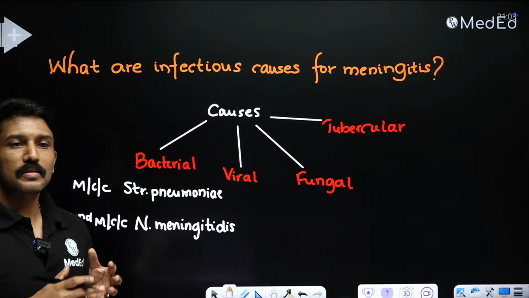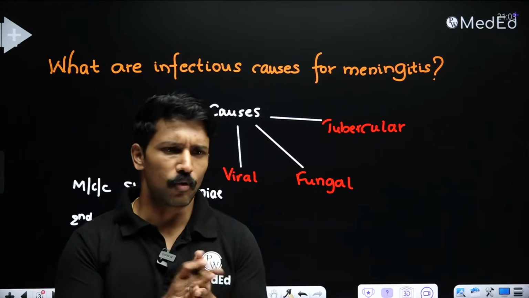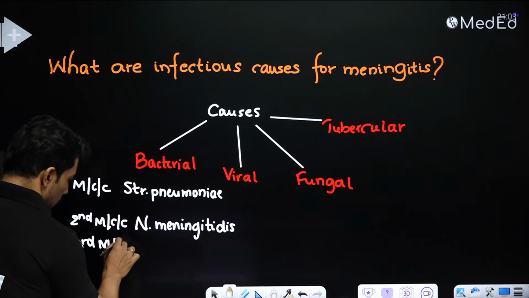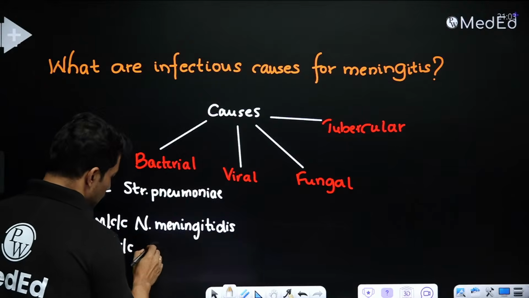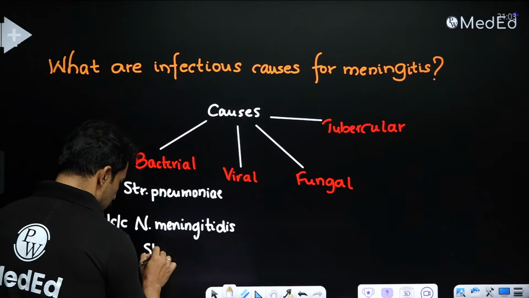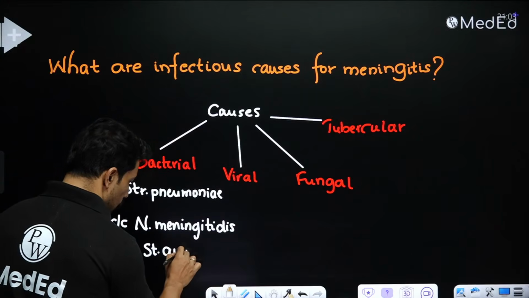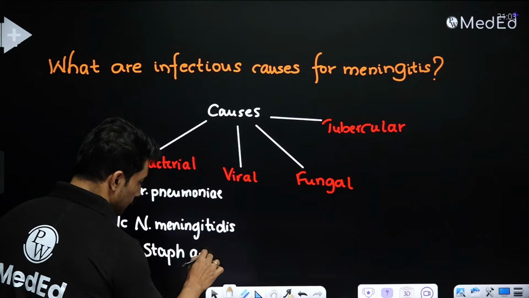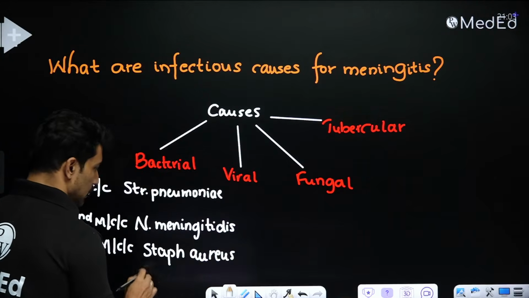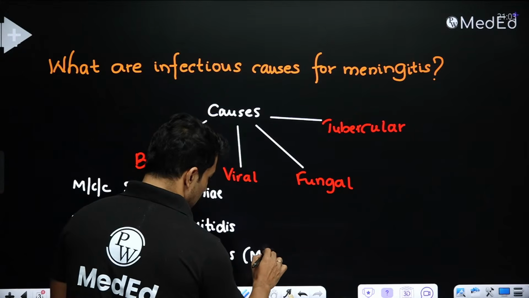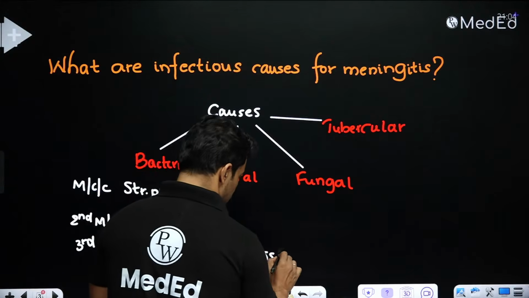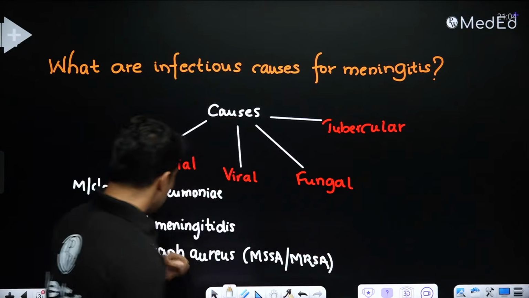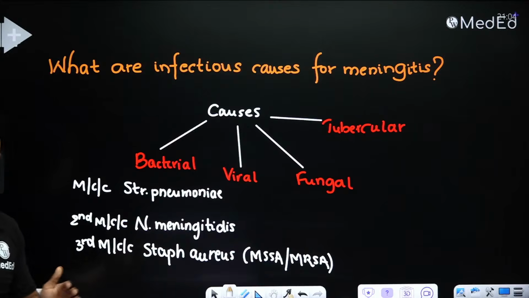In the recent times, there is a surge of another bacteria, and that is right now the third most common cause in many countries, and that's going to be another cocci, Staphylococcus aureus or Staph aureus, as we all call it. And when we are talking about Staph aureus, we know that there is a rise of methicillin sensitive and methicillin resistant cases both. So it could be MSSA or MRSA. These are the three most common causes for the bacterial meningitis.